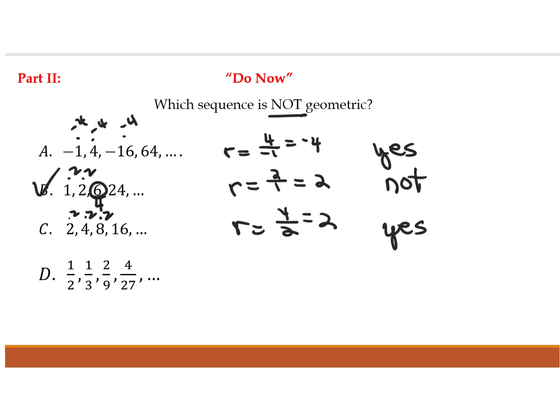And on the last one, to get my ratio, I'm going to take the second term, which is 1/3, and I'm going to divide it by the first term, which is 1/2. And I'm going to find that my ratio is 2 divided by 3 on Desmos. I'm going to multiply by 2/3, and I get 1/3. 1/3 times 2/3 is 2/9, and 2/9 times 2/3 is 4/27. So the one that is not is answer B.